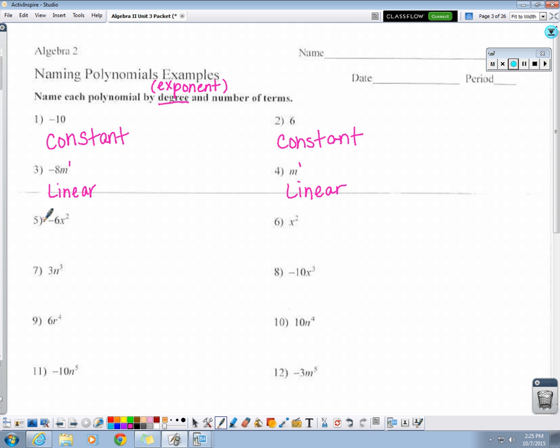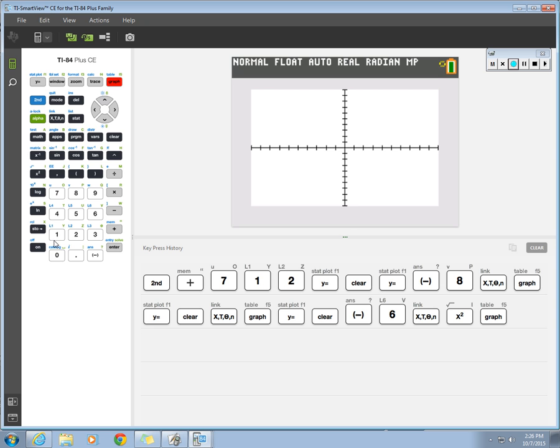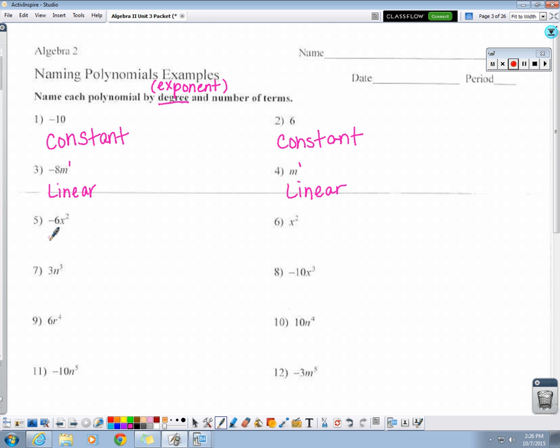Now, number 5. Let's see what happens if I graph that. Negative 6x squared. It makes a U-shaped graph called a parabola. Now, why is that parabola upside down? Because it's negative. And what do we call parabolas? What kind of function? Quadratic. When its highest exponent is a 2, it's degree 2, which is quadratic.